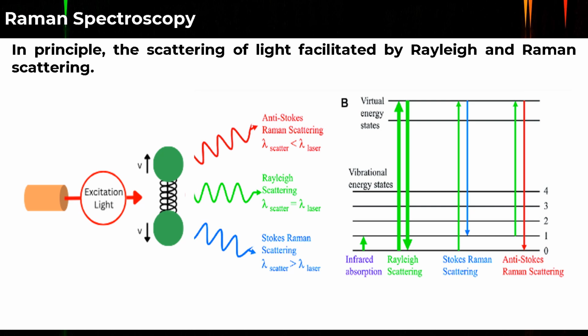The energy change of the outgoing photons can be inferred as a change in quantized energy as well. Here we can see that in anti-Stokes Raman scattering, the wavelength of the laser is larger than the wavelength of the scattered light, and vice versa for Stokes Raman scattering.